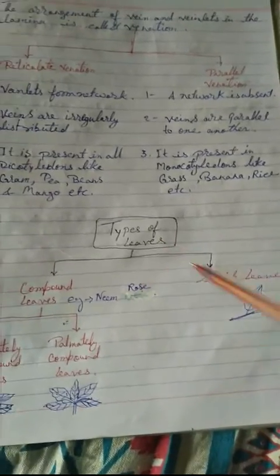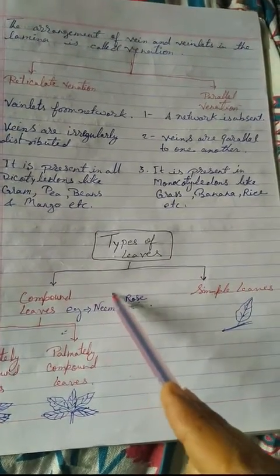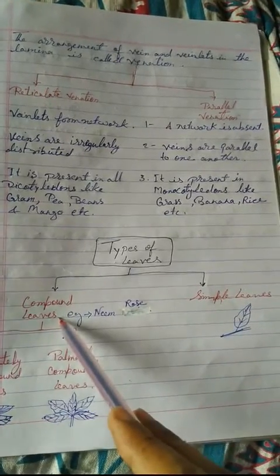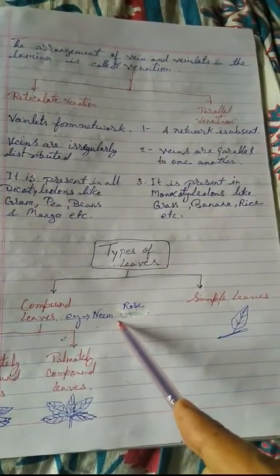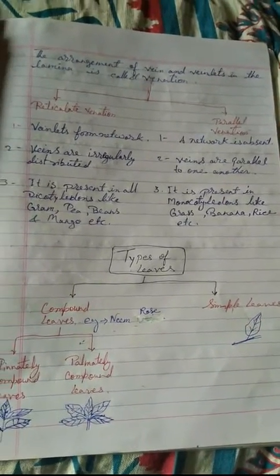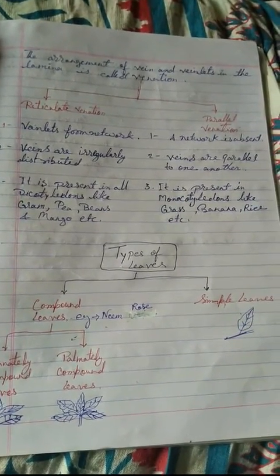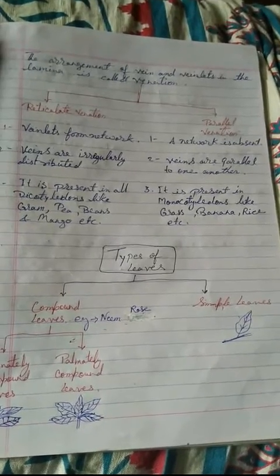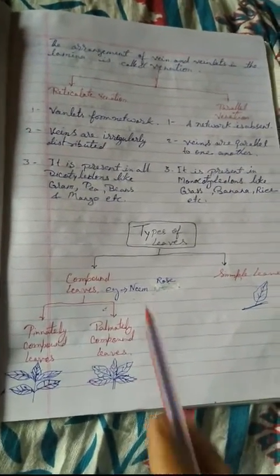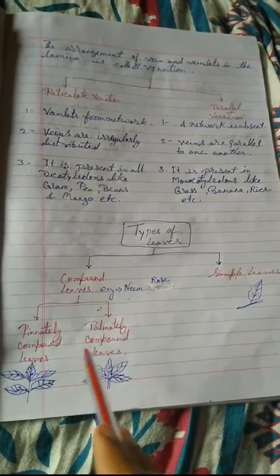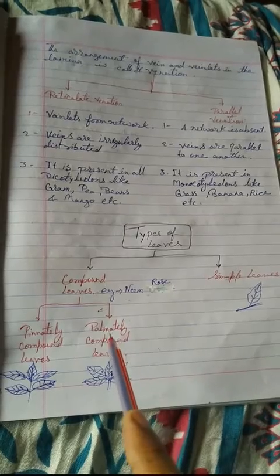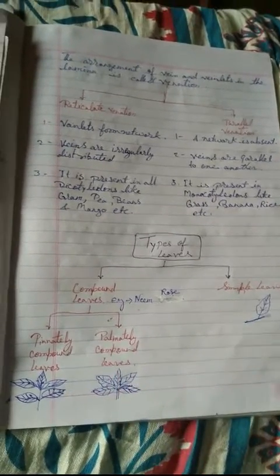Types of leaf. Two types of leaves: compound leaves and simple leaves. Compound leaves, for example neem, rose. Simple leaves like peepal. Compound leaves are further divided into two forms: pinnately compound leaves and palmately compound leaves.